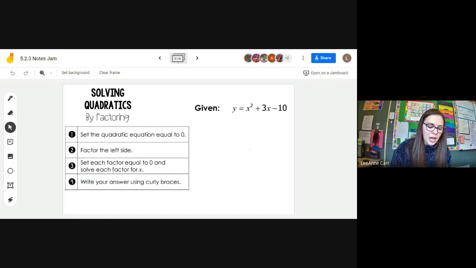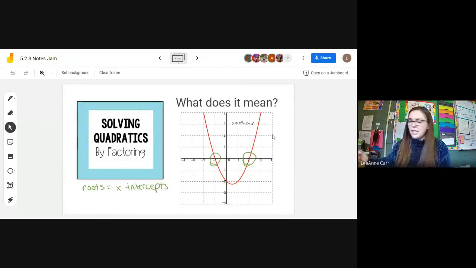So first things first, our steps for finding our x-intercepts. Set the quadratic equation equal to 0. Why would I do that? Let's think. If I look back at my graph, if I'm trying to figure out where it crosses the x-axis, any spot on this x-axis is going to have a y value of 0. Because I'm not up or down, here, here, here, all those spots, my y value would be 0.